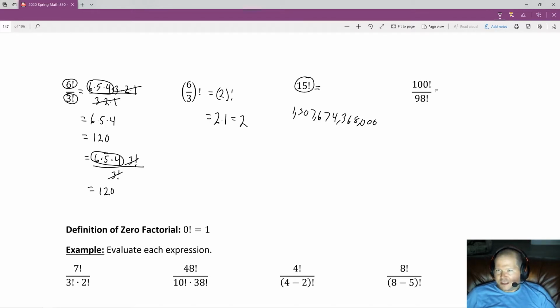Now the last one, there is a trick, right? Because I can expand this 100 factorial to 100 times 99 times, and whenever I get the denominator factorial, 98 factorial, I stop. And that will allow me to cancel out the 98 factorial, leaving me 100 times 99, which gives me 9,900.